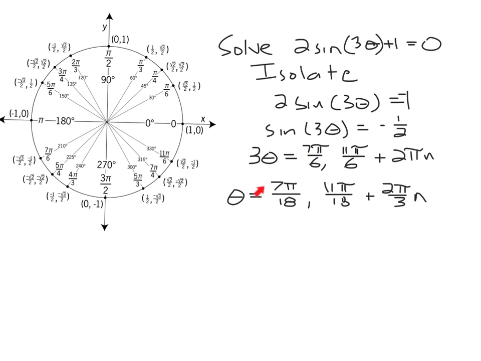This is a lot of solutions within the unit circle. The bigger this number is, the more solutions you're going to get. But it's not like you have to list them all out. You just have to remember to take the 2 pi n and divide it as well.